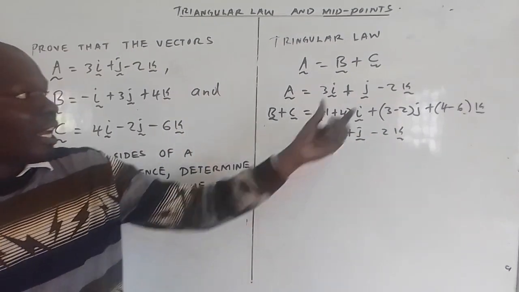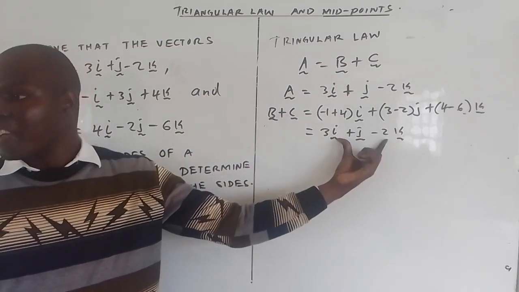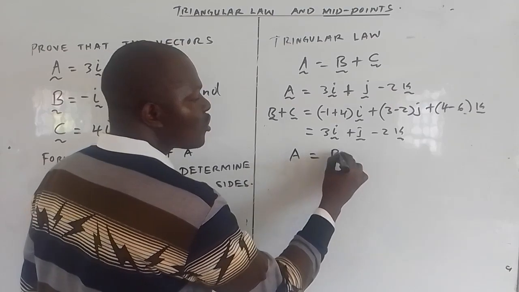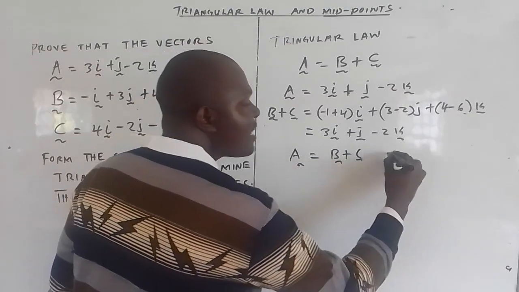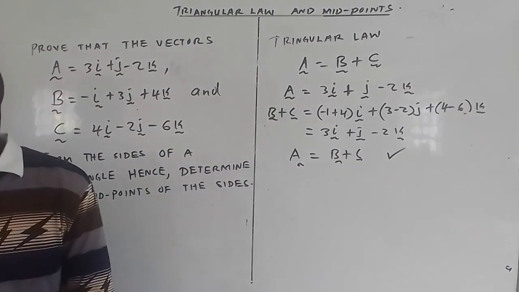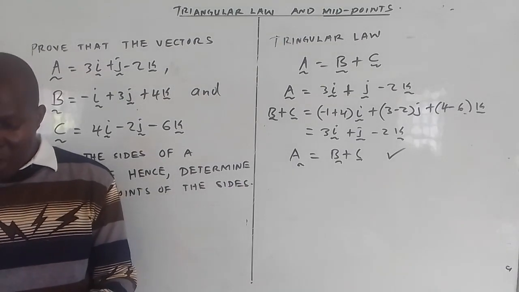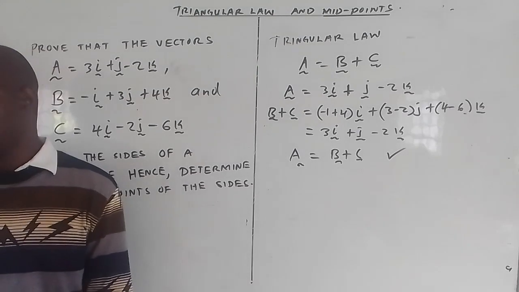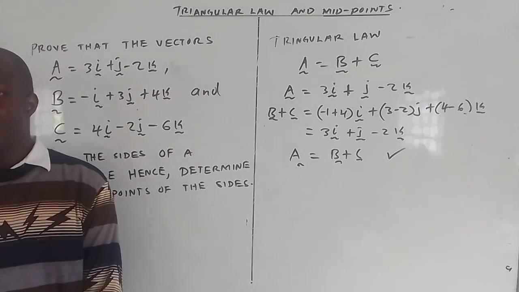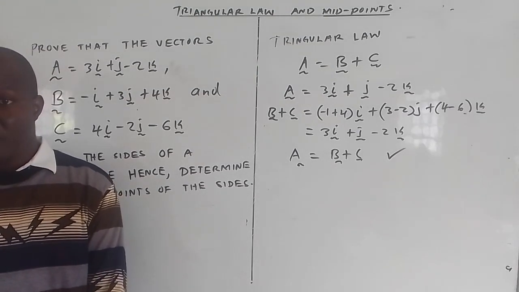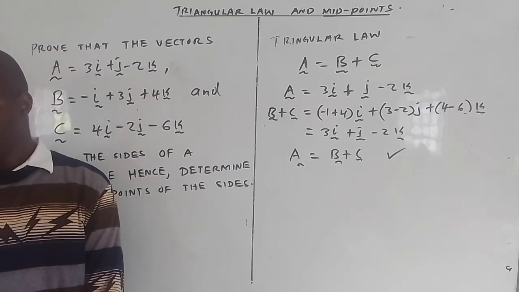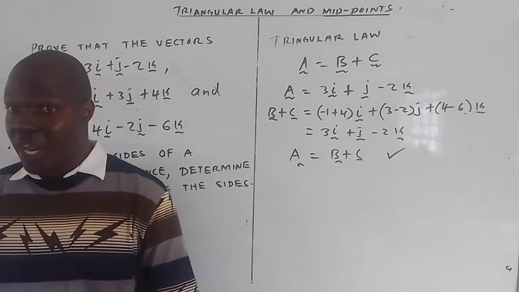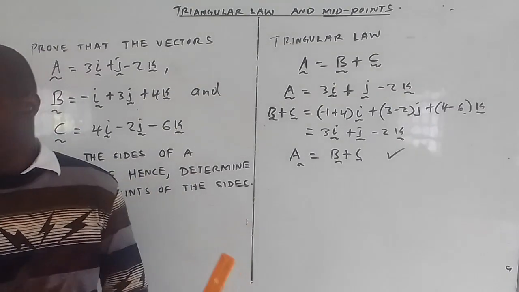So are you seeing? A is equal to B plus C. So when A is equal to vector B plus C, it implies the triangular law holds. When the triangular law holds, then the three vectors form the sides of a triangle. Are we together? If it was a right angle triangle, the next thing you need to prove is the Pythagorean theorem. But there is no right angle triangle here. They will say that, isn't it?